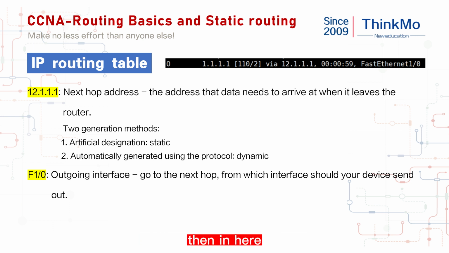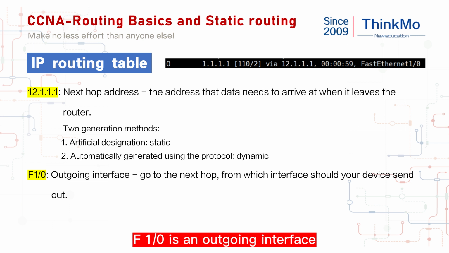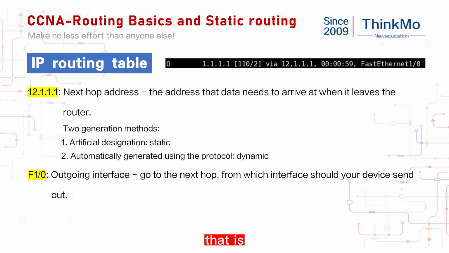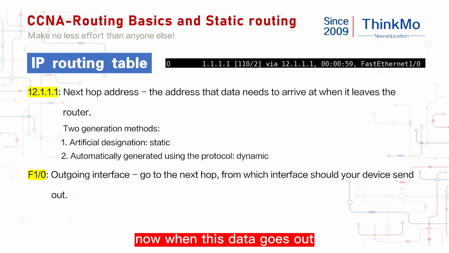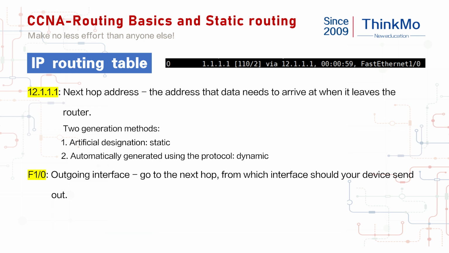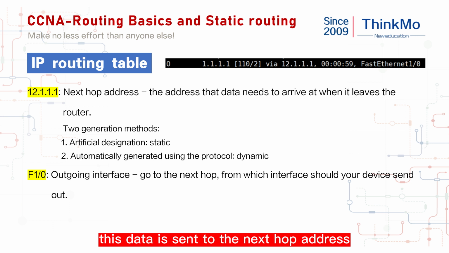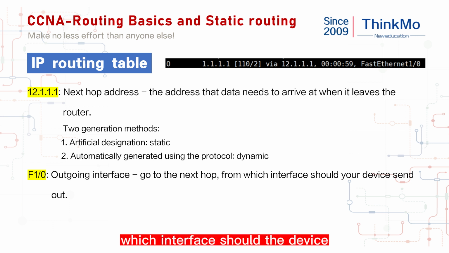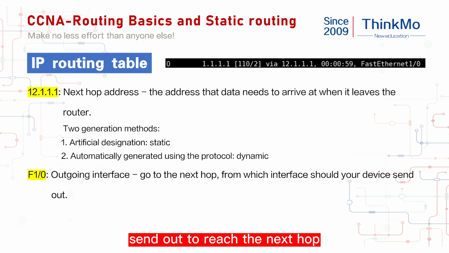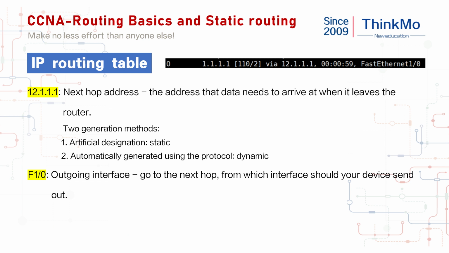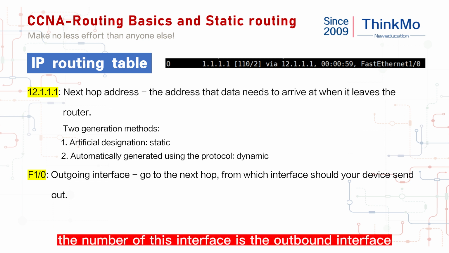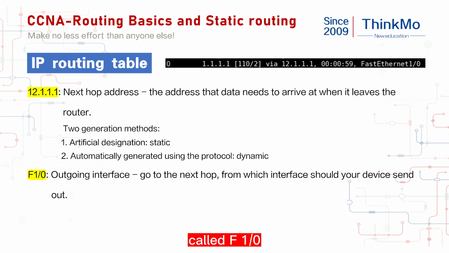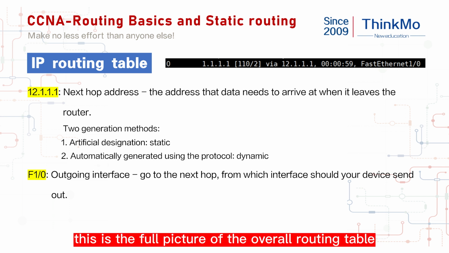Then in here, F10 is an outgoing interface. That is, now when this data goes out, it goes out from an interface of the device. This data is sent to the next hop address. Which interface should the device send out from to reach the next hop? The number of this interface is the outbound interface, called F10. This is the full picture of the overall routing table.